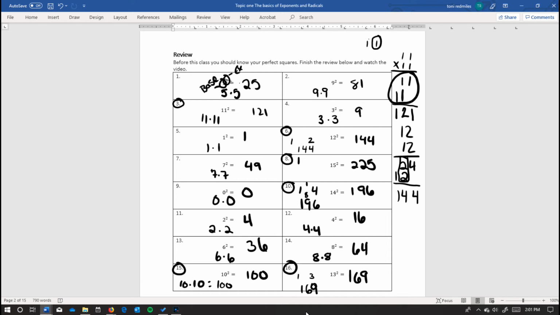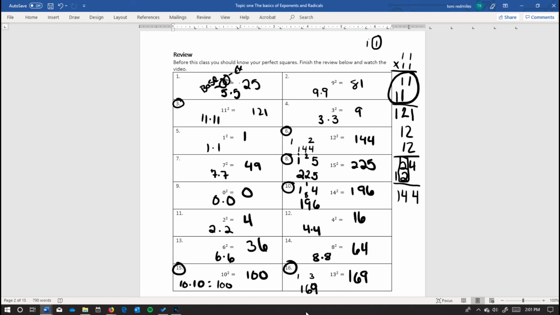Let's do 15. 5 times 5 is 25. Put my 5 down, carry my 2. 5 plus 5 is 10, plus 2 is 12. Bring down my 2, carry my 1. 1 plus 1 is 2. Okay, but you can always just go 15 times 15.